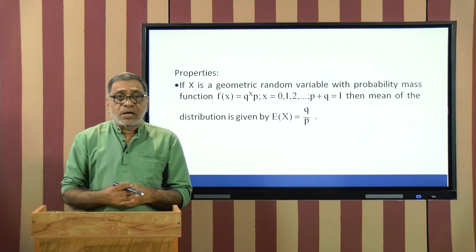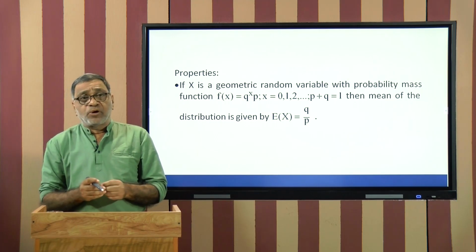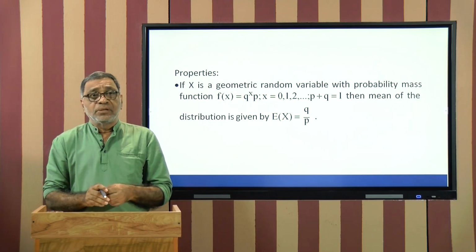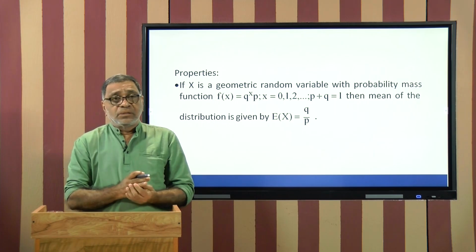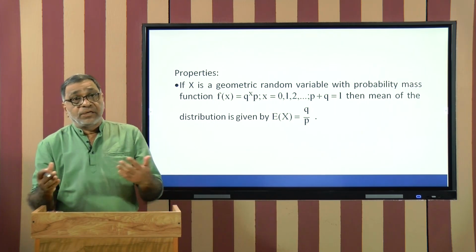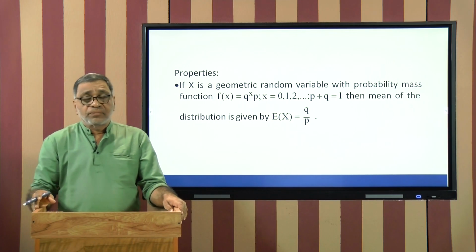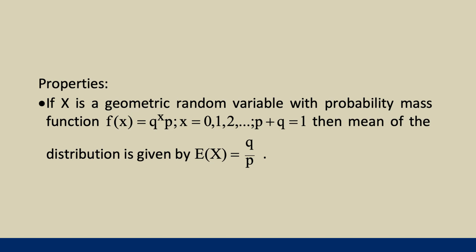And now we are establishing some important properties of the geometric random variable. First of all, we are finding the mean of the random variable. If x is a geometric random variable with probability mass function f of x equal to q to the power x into p, where x is equal to 0, 1, 2, 3, etc., and p plus q is equal to 1, then what is the mean of the distribution? The mean is given by this expression: expectation of x is equal to q divided by p.